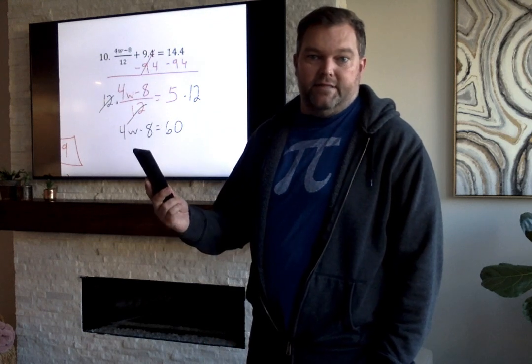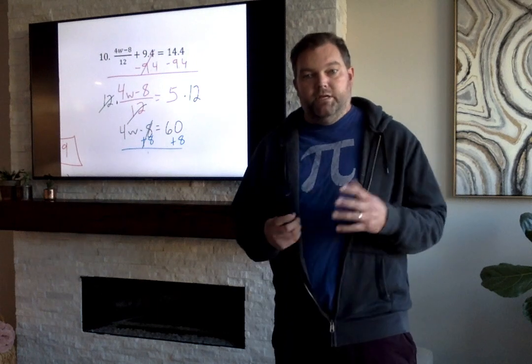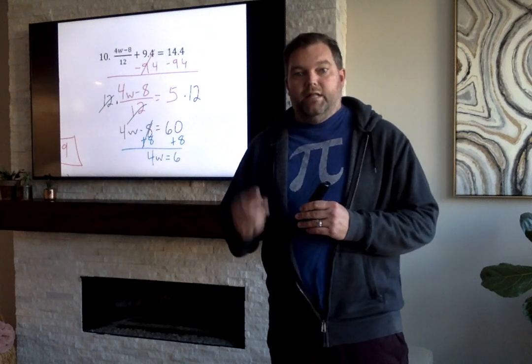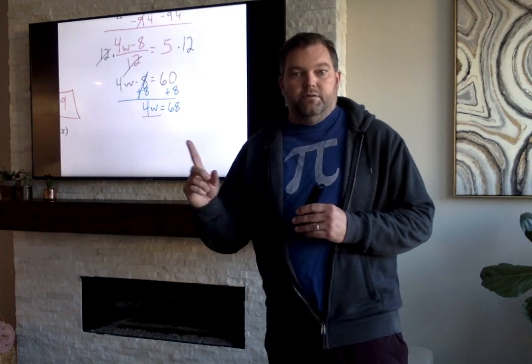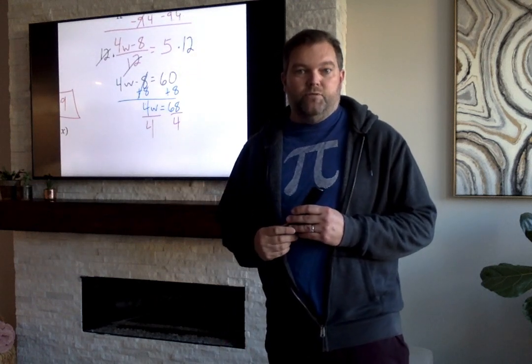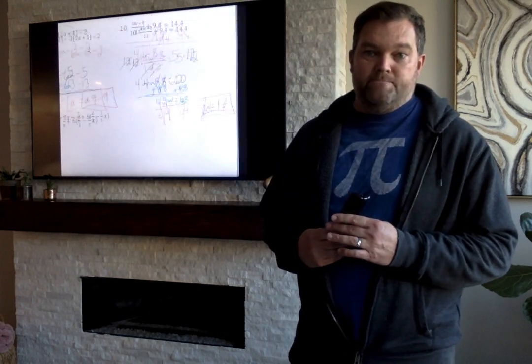Let's go ahead and add this 8 to both sides. So you have 4w equals 68. Last step, divide both sides by 4. You'll get w isolated, which is what we want, and you'll get 17 on the other side.